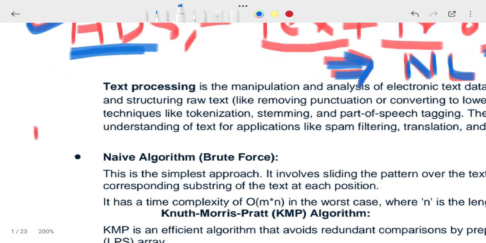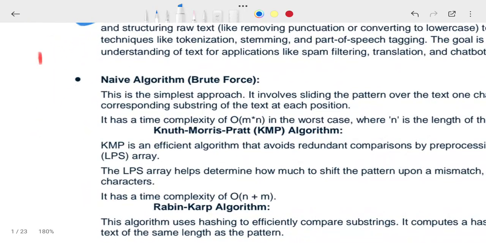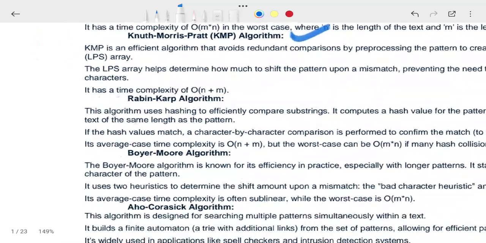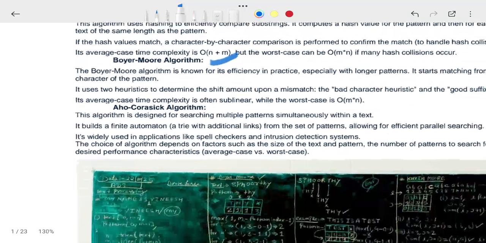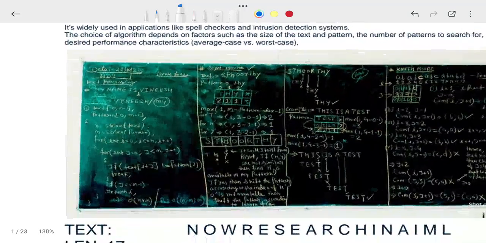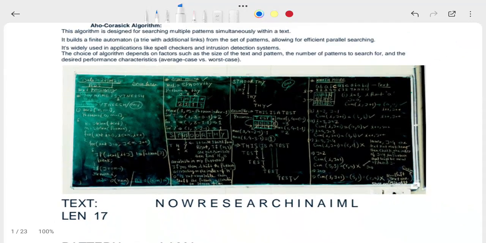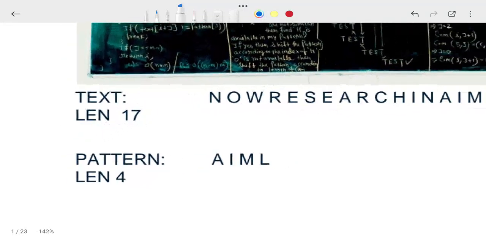Today we will show it. In text processing we will discuss, at first, brute force, and there are some other algorithms, KMP and Boyer-Moore. We will discuss the algorithms one by one, and what the time complexity is. We already discussed such types of problems during our class sessions. So at first we have taken one example.